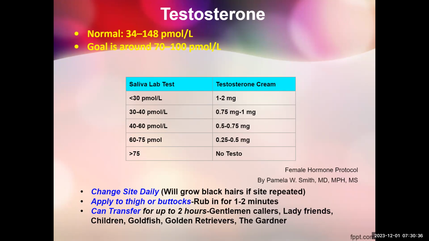You can put it on pretty much any area that doesn't have any hair on it. You rub it in. And it says 1 to 2 minutes, which is a long time. It takes 15 to 30 seconds to rub in, but it takes 2 hours to soak in. So you have them put it on and then cover it. You don't want to get it on kids or goldfish or golden retrievers or especially Rottweilers or pit bulls.